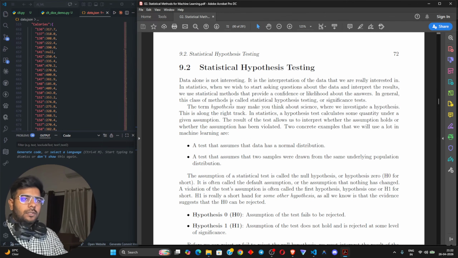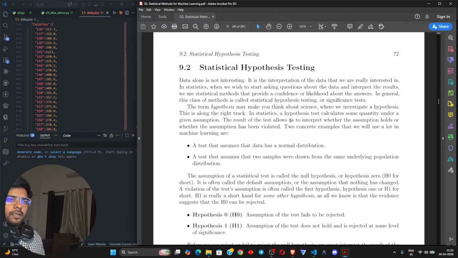Data alone is not interesting. It is the interpretation of the data we are really interested in. In statistics, when we wish to start asking questions about the data and interpret the results, we use statistical methods that provide a confidence or likelihood about the answer. In general, this class of methods is called statistical hypothesis testing or significance testing. The term hypothesis may make you think about science, where we investigate a hypothesis. This is along the right track.